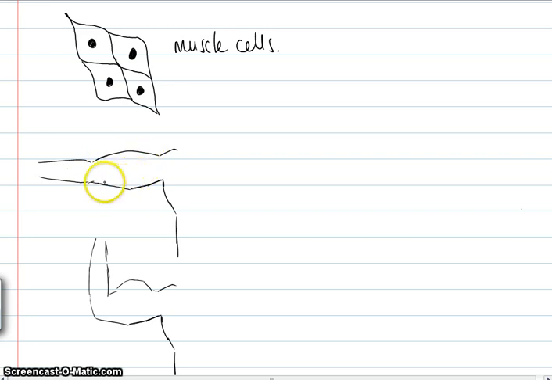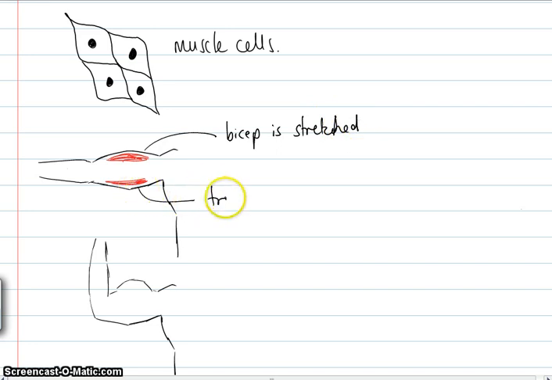This muscle here is called the tricep. This muscle here is called the bicep. So in this situation, the bicep is stretched. Tricep is flexed.